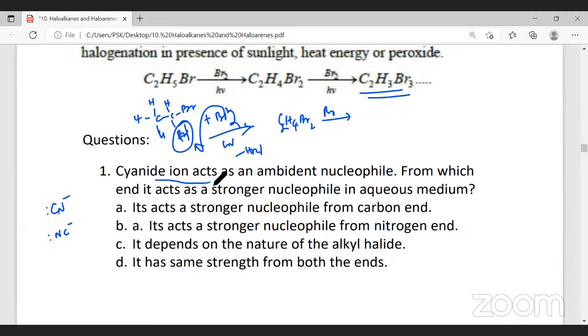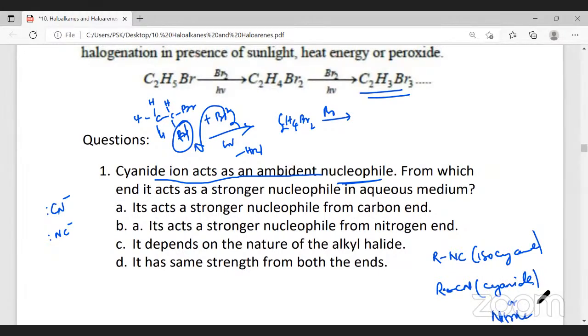But in this case, cyanide ion is also acting as an ambidentate nucleophile. Electron-rich groups are called nucleophiles. Now, from which end does it act as a stronger nucleophile in aqueous medium? The understanding is this. If I have an alkyl group R, RNC is isocyanides, and RCN is called cyanides or nitriles.